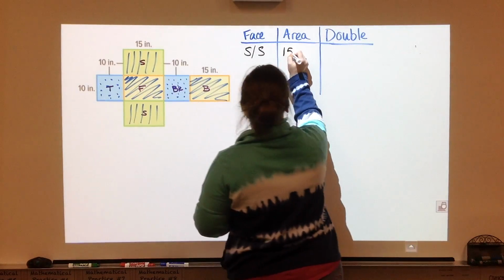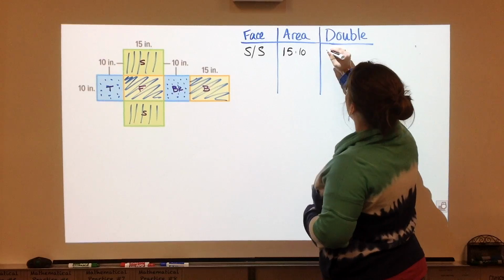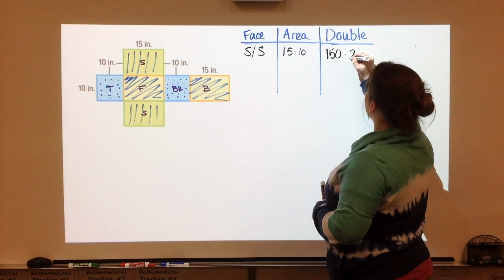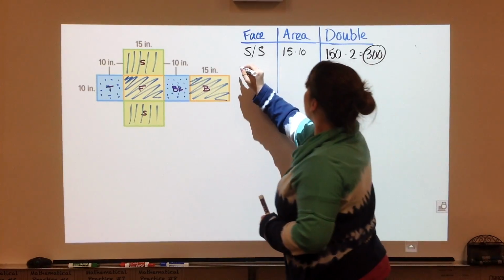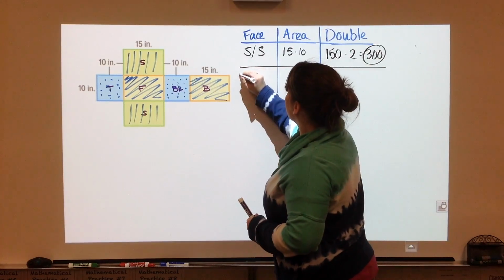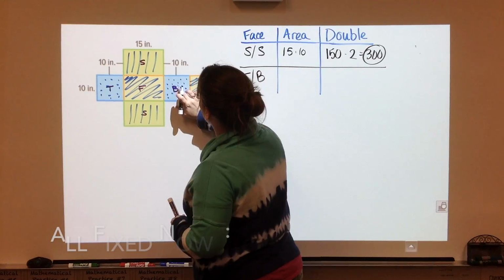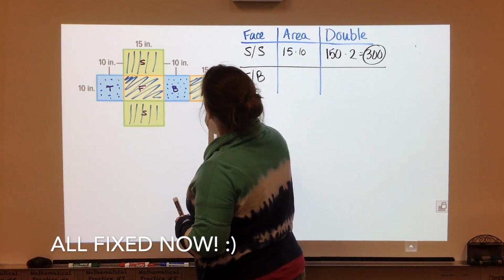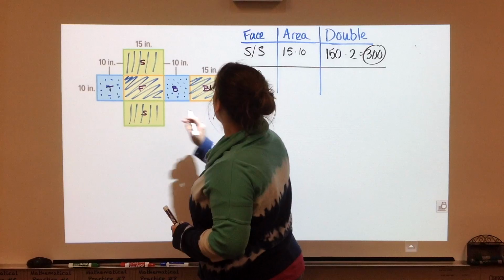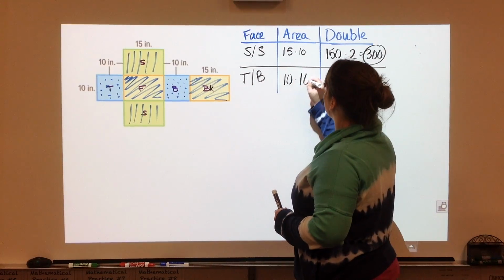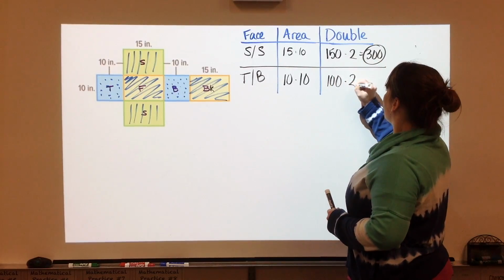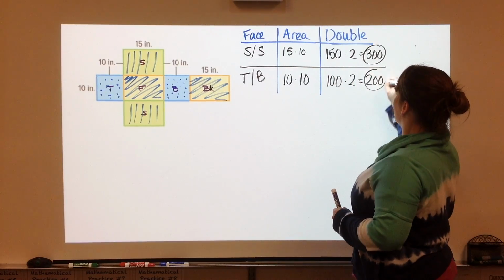So that's 15 and 10. When I multiply that, it's 150. So when I double it, it's 300. That's the first number I'm going to use. Now let's do our top and our, I mislabeled this, sorry. Here's the back, front, back, top, bottom. So here's the top and bottom, which is 10 and 10, which is 100. When we double that, it ends up being 200.